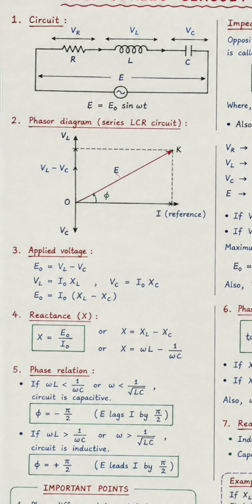Next one is the applied voltage. E naught is equal to VL minus VC. VL is equal to I naught XL, as V is equal to IR according to Ohm's law. In the place of R we can substitute XL, the inductive reactance. And we can substitute in the place of VL, then we get E naught is equal to I naught into XL minus XC, and VC is equal to I naught XC. If we substitute both the values, we can take I naught as common, and we get E naught is equal to I naught into XL minus XC.